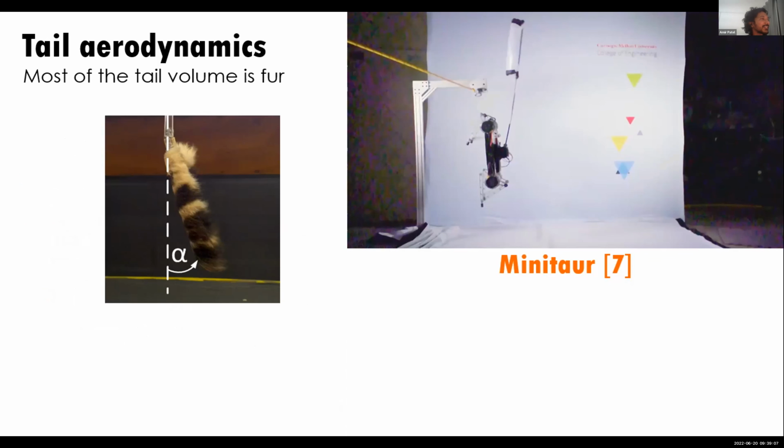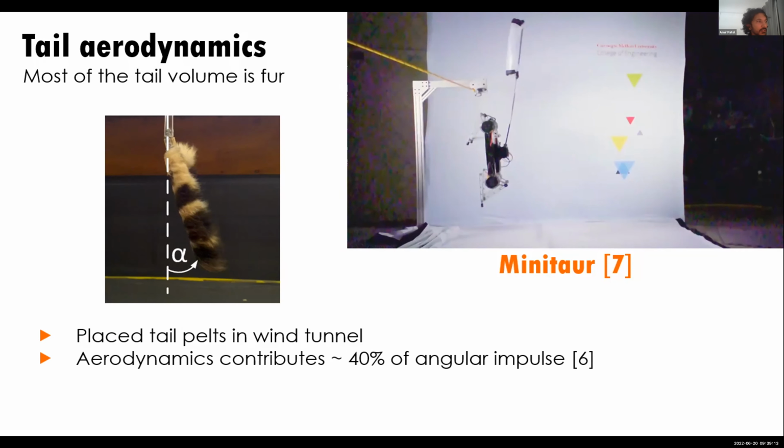So we took our cheetah tail and our pelt, and we actually put it in a wind tunnel. And after various experiments and some modeling, we discovered that the aerodynamic effect actually makes up 40% of the angular impulse exerted on the body. It was surprising, but also not so surprising in a way, because everything about the cheetah has been optimized for speed: reduction of weight, reduction of the size of the skull to reduce drag.